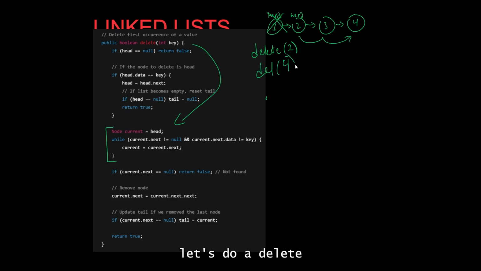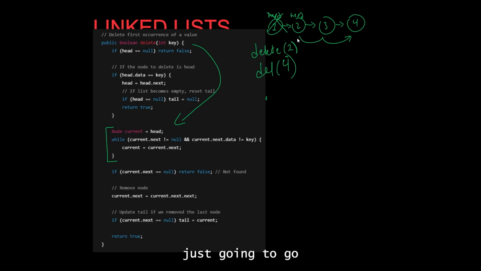Alright guys, let's do a delete on 4 next. If we wanted to delete 4, we would have to do this first, but the head is not null, so we're going to skip that. And we're going to skip this too because we're not looking for the head right now, which is 2. So we're going to skip that, and then we're going to do this.